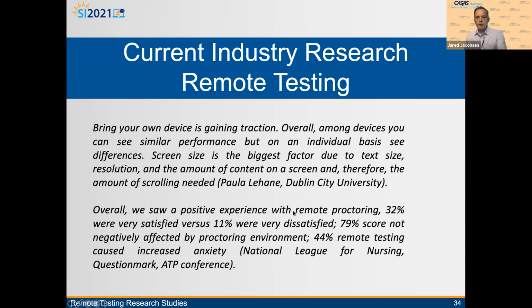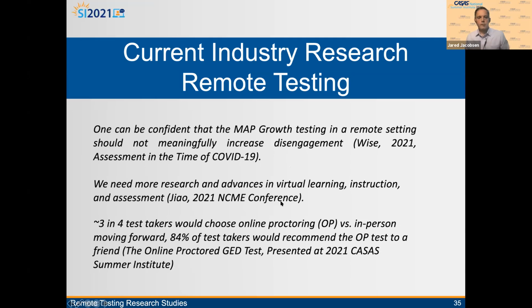So, just a little more research that we've looked at, and I'd like to mention in closing. One is from Steven Wise at the National Conference on Educational Measurement, on assessment in the time of COVID-19. One can be confident that MAP Growth testing in remote testing should not meaningfully increase disengagement. One thing they wanted to look at is, will being remote in this different environment, oftentimes in one's home, cause disengagement from the test? They did not find that it caused meaningful disengagement.